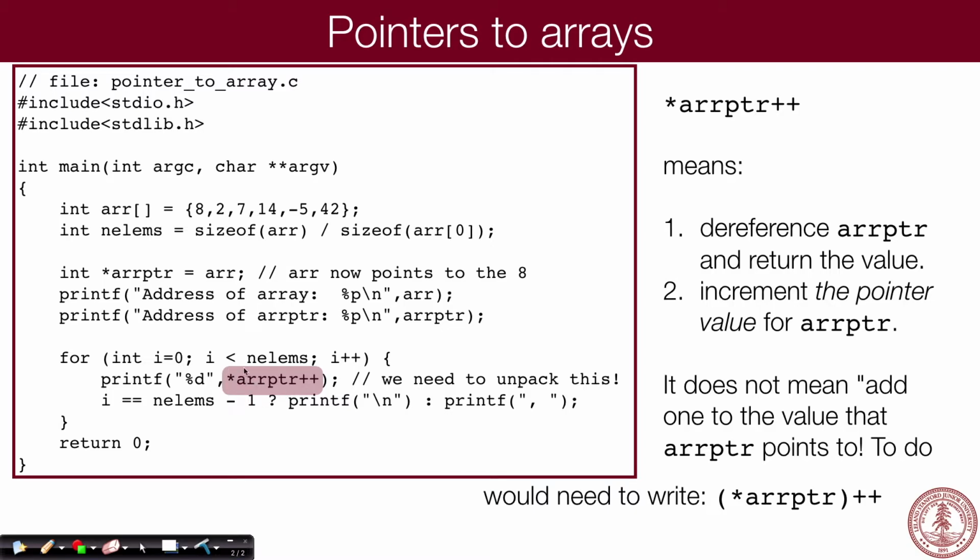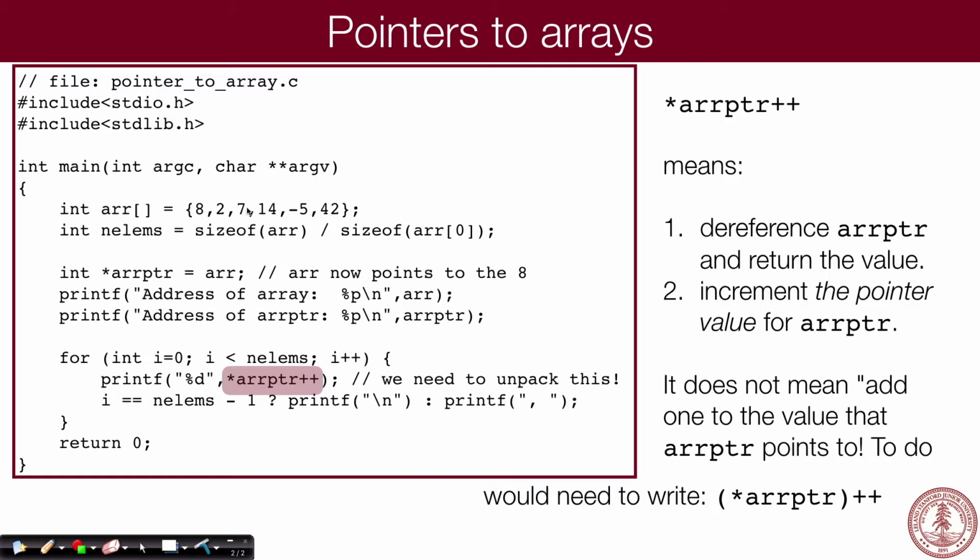Right here, the first time through the loop, you would get 8. And then ARR PTR would now point to the next one. Second time through the loop, ARR PTR points to the 2, so you get back the 2, and then ARR PTR points to the 7. I know, you thought this stuff was just a little code.